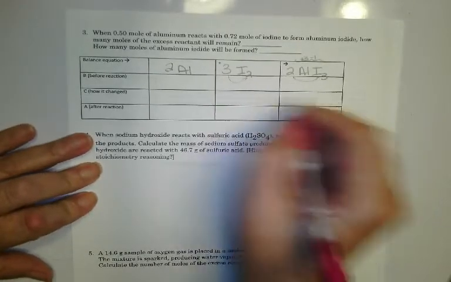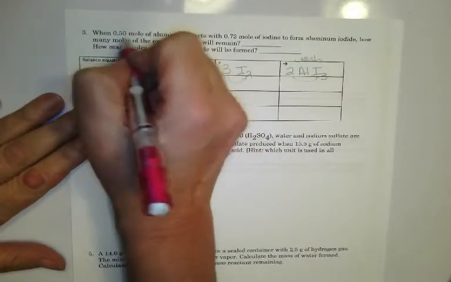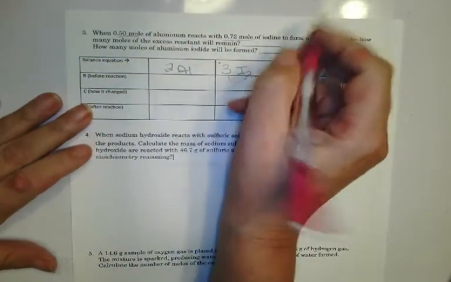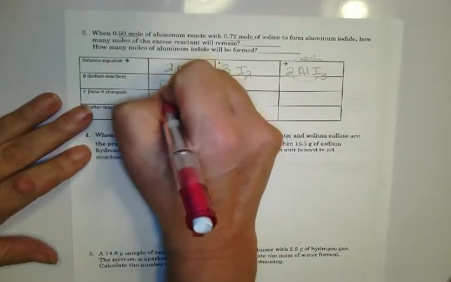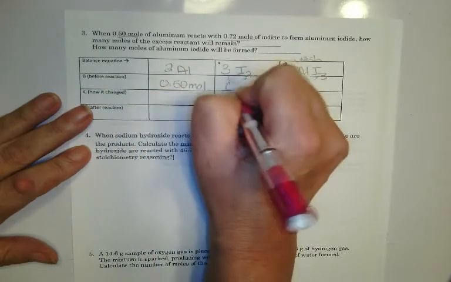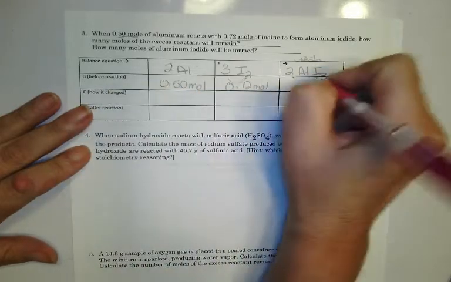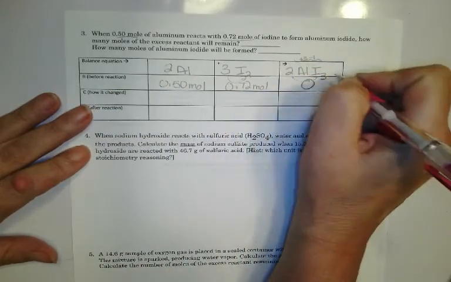And what do I start with? First of all, what goes in a BCA chart? Moles. Do I have moles? Sure, I do. That's great. I don't have to do that much work. So 0.50 moles and 0.72 moles. And before the reaction happens, there are no products.